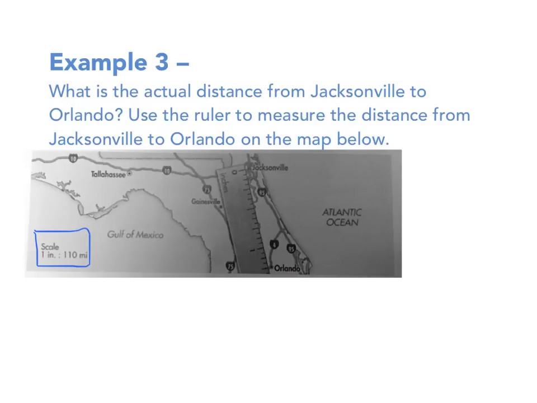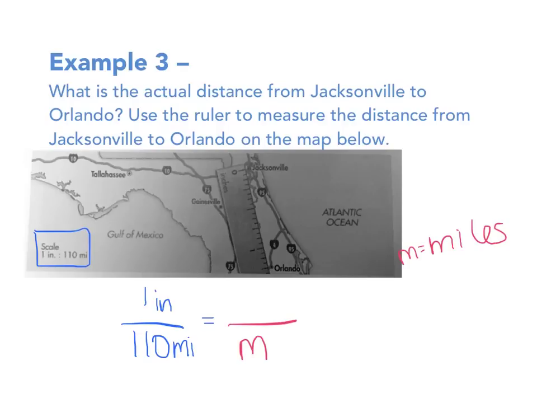So the scale is the first ratio I'm going to start with. So 1 inch is 110 miles. Now what we don't know is the miles. So I'm going to make that M. And since we don't know the miles, the M will go on the bottom, just like miles are on the bottom in our other ratio. And it looks like that distance here from Jacksonville to Orlando on the ruler is 1 1/4 inch. So I'm going to put 1.25 inches.